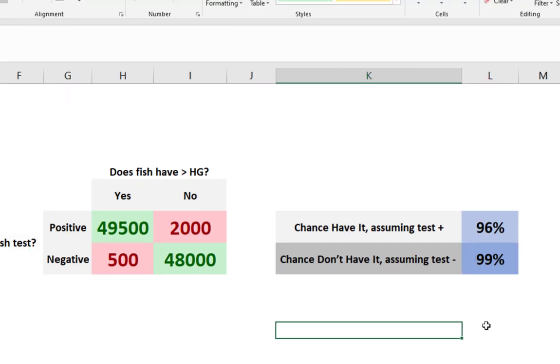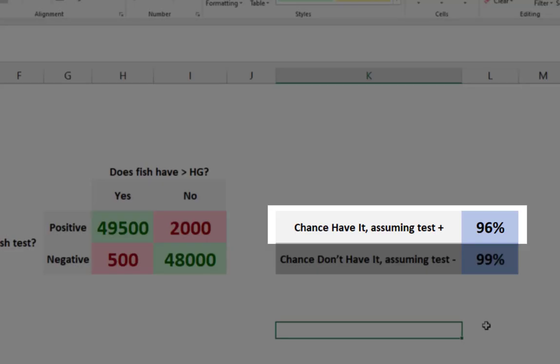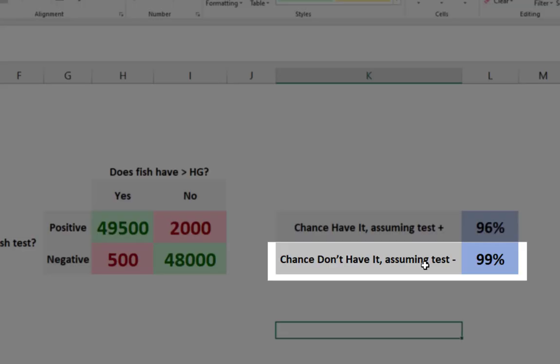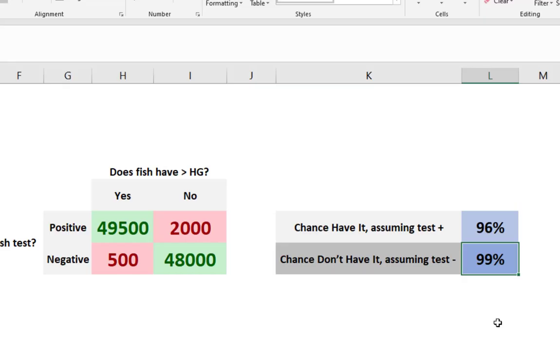Okay, so what does this tell us? It says, well, if a fish tests positive for too much mercury, there's a 96% chance they actually have too much mercury, which means there's a 4% chance they don't. And if a fish tests negative, then there's a 99% chance that they are clean, which means not too much mercury, which means there's a 1% chance that they actually do have too much mercury and the test missed it.